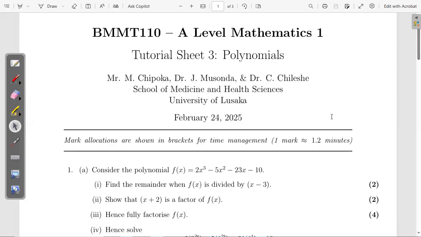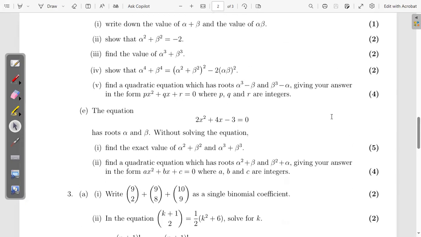Welcome to this lesson. In this video, we are going to be solving questions from Tutor Sheet 3. Tutor Sheet 3 contains questions on polynomials, quadratic equations, binomial expansions, and partial fractions. We're going to solve all these questions one by one that you can see.